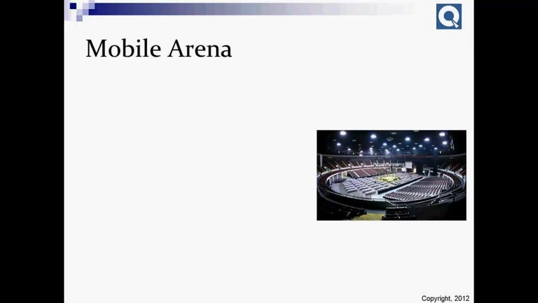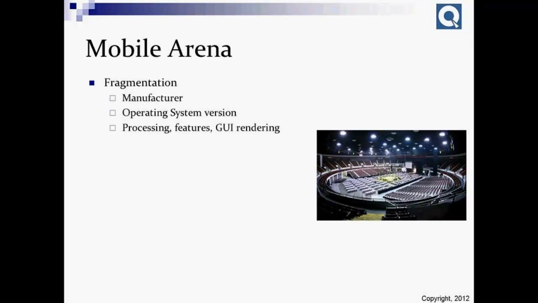So in our first topic, mobile arena, the first thing to understand is the term fragmentation, you'll hear this come up a lot. What that refers to is the different manufacturers that are producing phones and the different operating systems that run on those phones, and all of that combination provides probably thousands of different permutations of platforms that applications are running on. And of course that means that they need to be tested as well.